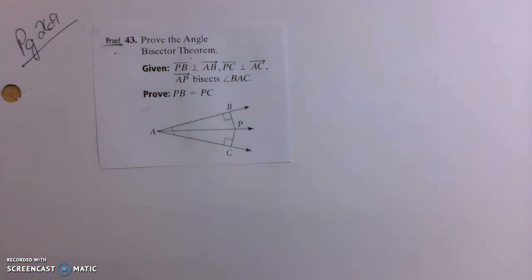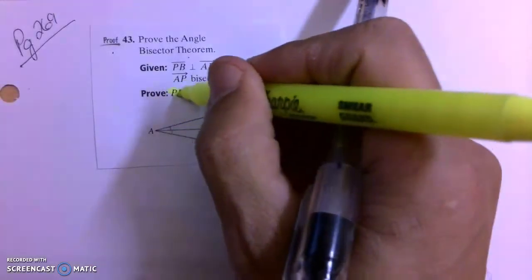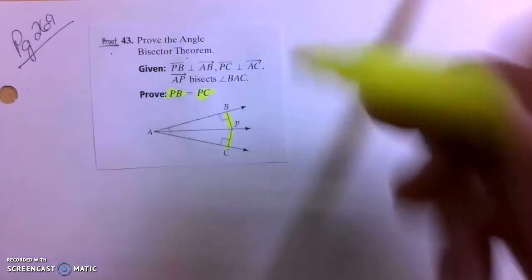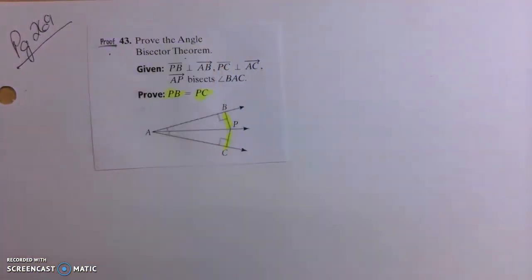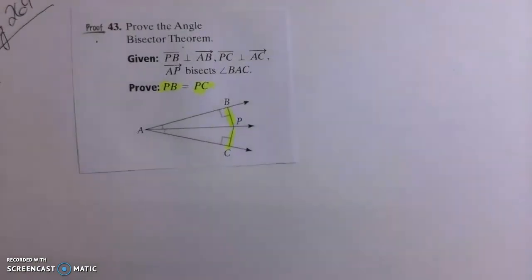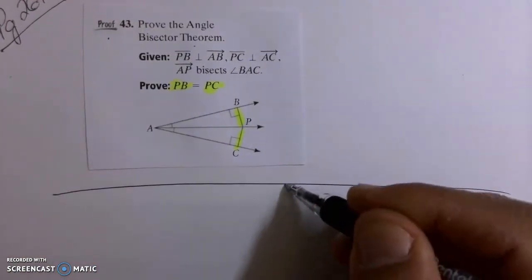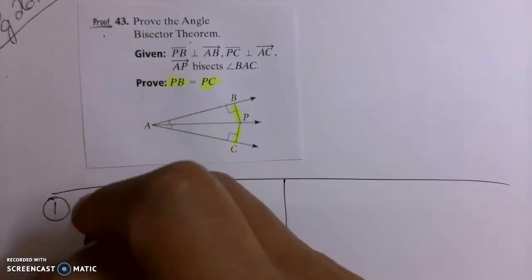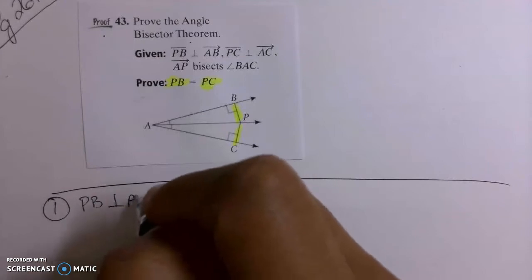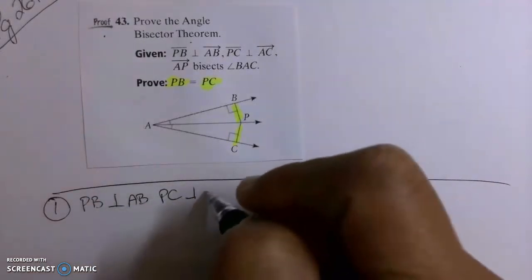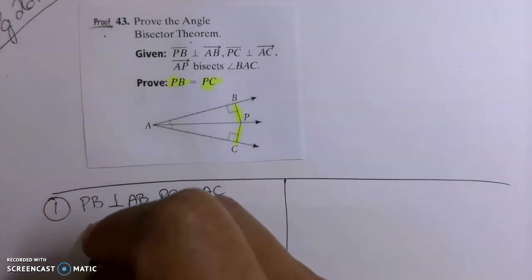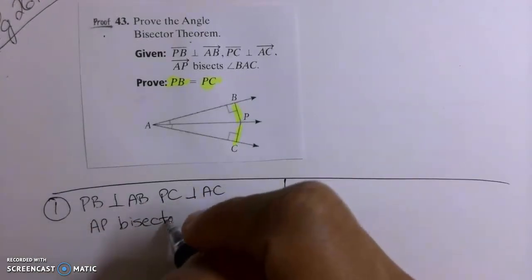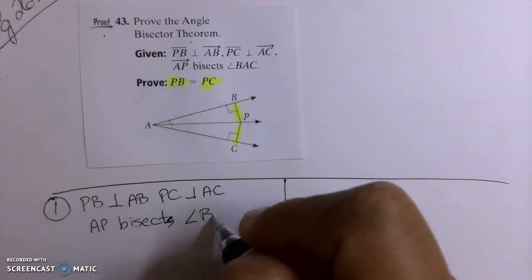We're going to try to prove why is PB equal to PC. Why is this yellow line equal to this yellow line, without just saying, hey, that's the angle bisector theorem. So let's just go, of course, with starting off with the given. We're just going to put PB is perpendicular to AB, PC is perpendicular to AC, and AP bisects, because we're talking about an angle bisector, bisects angle BAC.